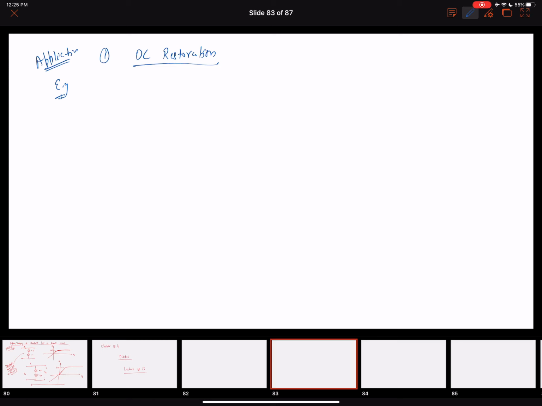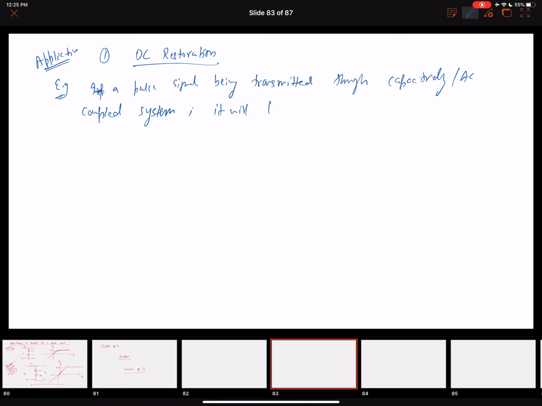So anyways, for DC restoration, just let me write down a couple of sentences and then we can move to the next application. Right, so if a pulse signal is being transmitted through a capacitively or AC coupled system, it will lose its DC component.